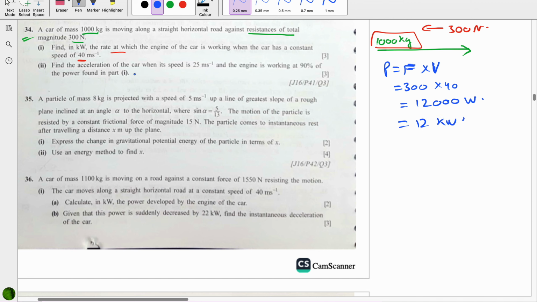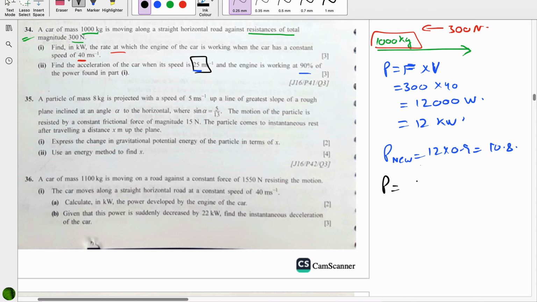Second part says find the acceleration of the car when its speed is 25 meters per second and the engine is working at 90% of the power found in part 1. So 90% new power would be 12 into 0.9. So we have the new power which is 10.8 and we have the new speed.